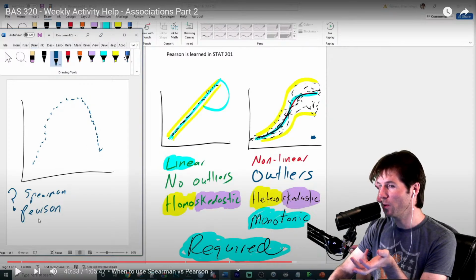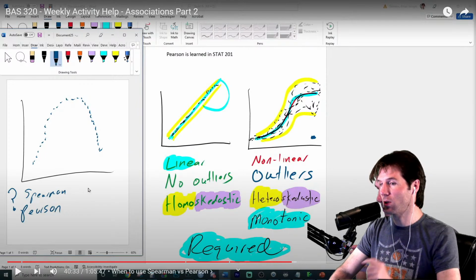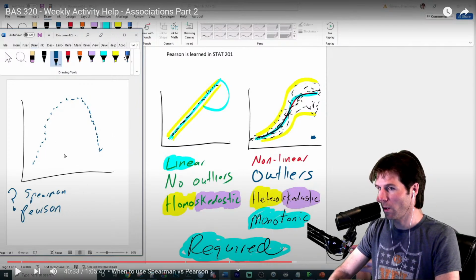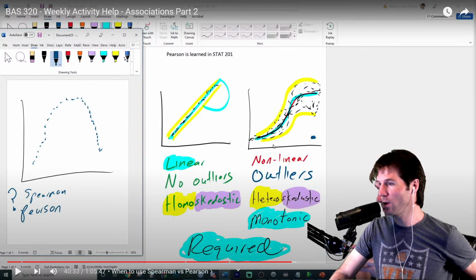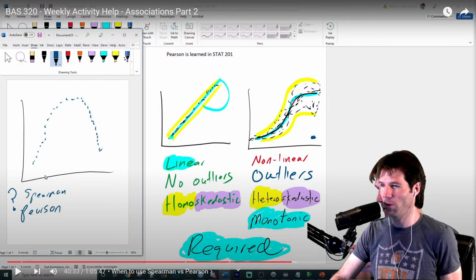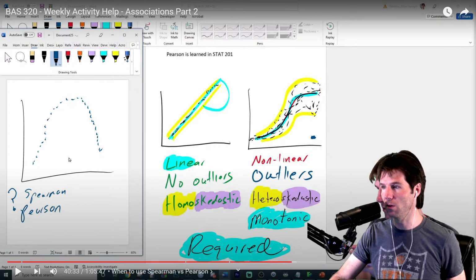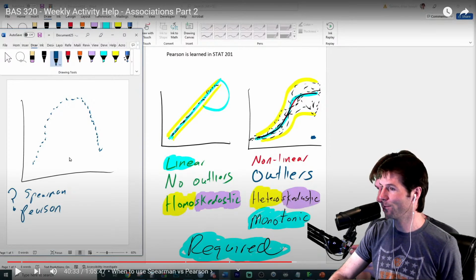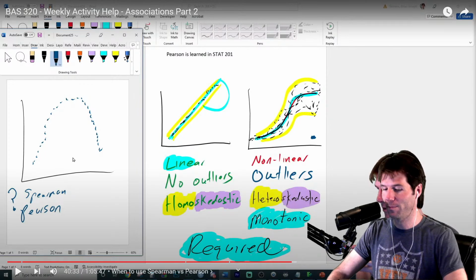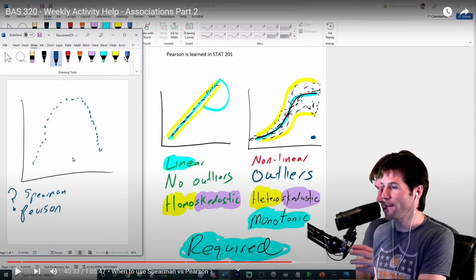So which of these should we use for this sort of graph right here? Should I use Spearman or Pearson? It's a trick question, so watch out. Is it linear? That's a requirement for Pearson. Is it monotonic? That's a requirement for Spearman. So James, what do you think we should do for this data right here? Would it be good to use Spearman or Pearson? What do you think?